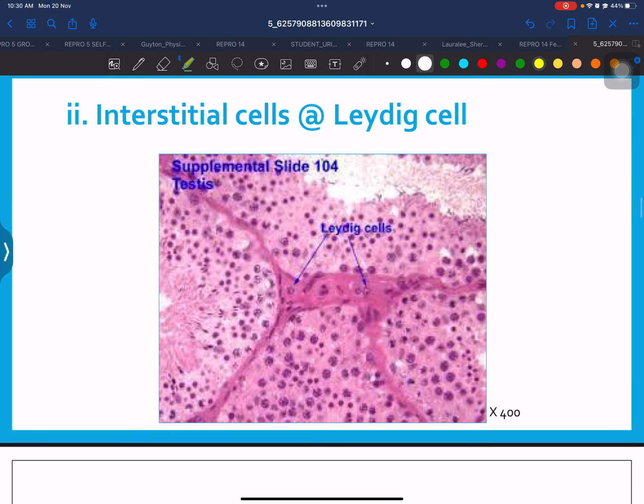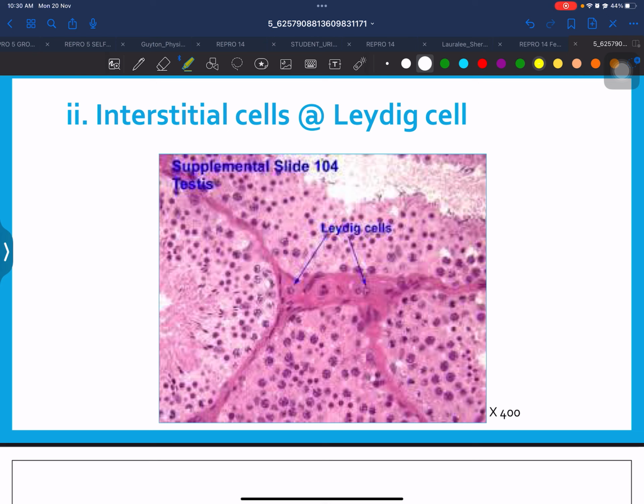These are the Leydig cells. So this is the cartoon of the Leydig cells. These are the Sertoli cells. These are the spermatogenic cells: the spermatogonium, primary spermatocytes, secondary spermatocytes, spermatids, and spermatozoa. Okay, clear? Testis?